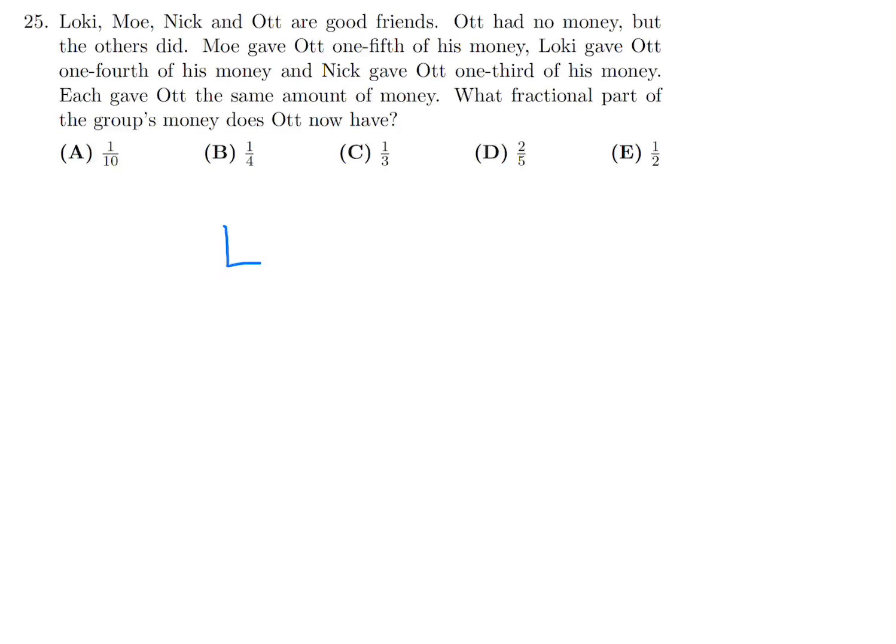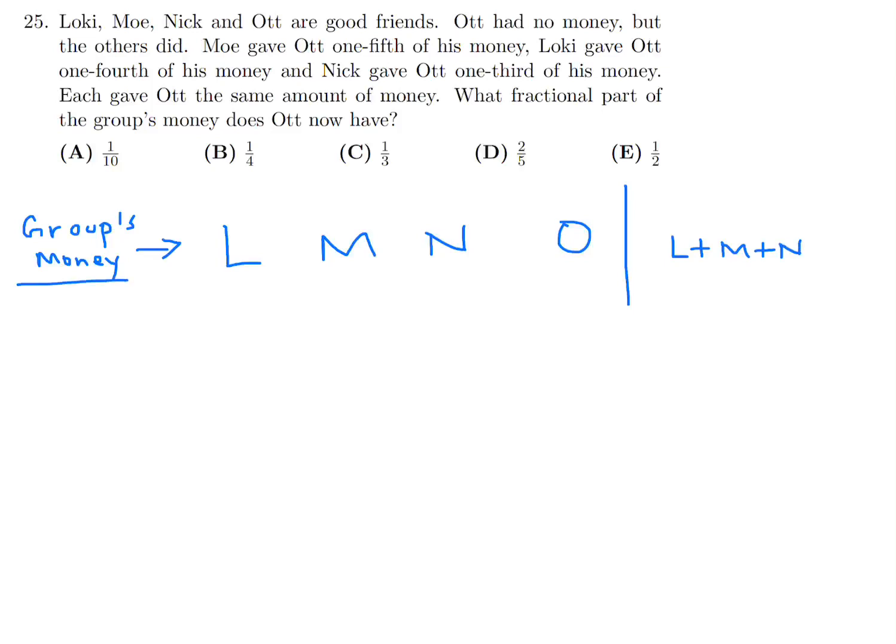So we have L for Loki, M for Mo, N for Nick, and O for Ott. Initially, I'll just let the letters represent the amount of money. So initially, this is how much money they have. The group's money would be L plus M plus N, and Ott has 0, so that wouldn't need to be added initially. So I'll write that on the side. L plus M plus N is the group's money.